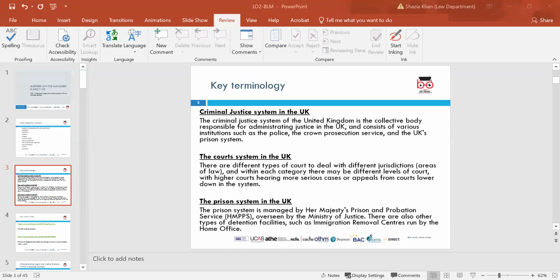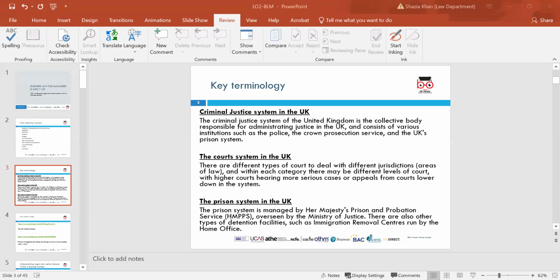The prison system in the UK is managed by HM Prison and Probation Service, HMPPS, and it's overseen by the Ministry of Justice. And prisons are divided into different categories, which we'll look at.